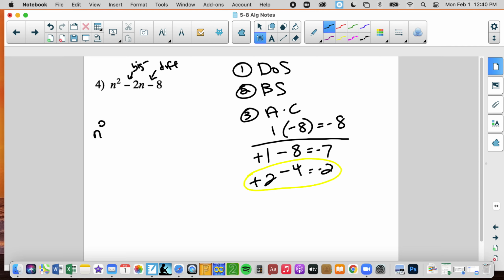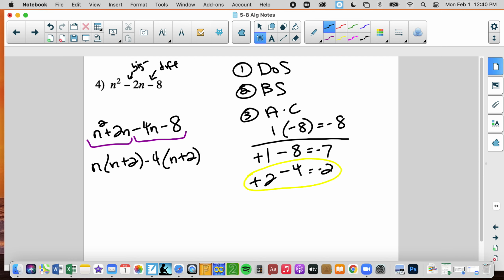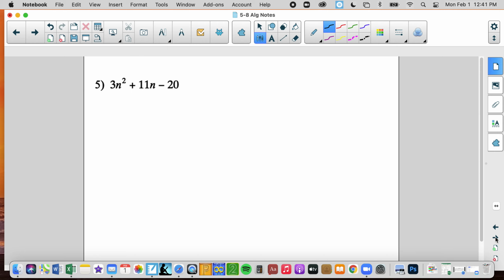That gives me n squared plus 2n minus 4n minus 8. Factor by grouping. We're going to factor out an n. We're going to factor out a negative 4. We get n plus 2, n minus 4. Excellent. All right, let's try this one.